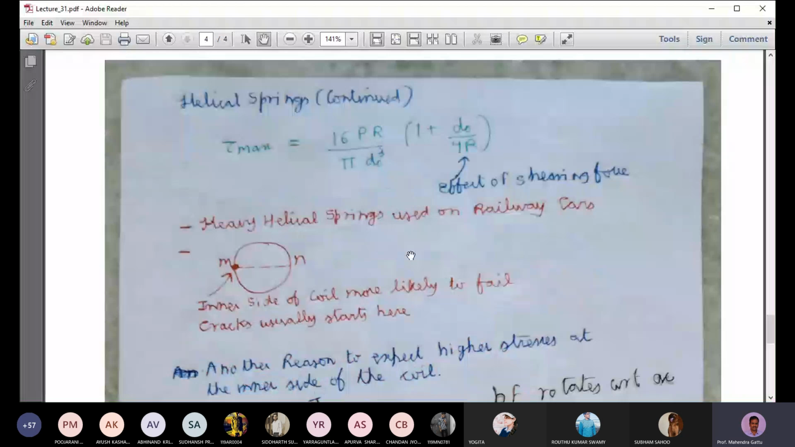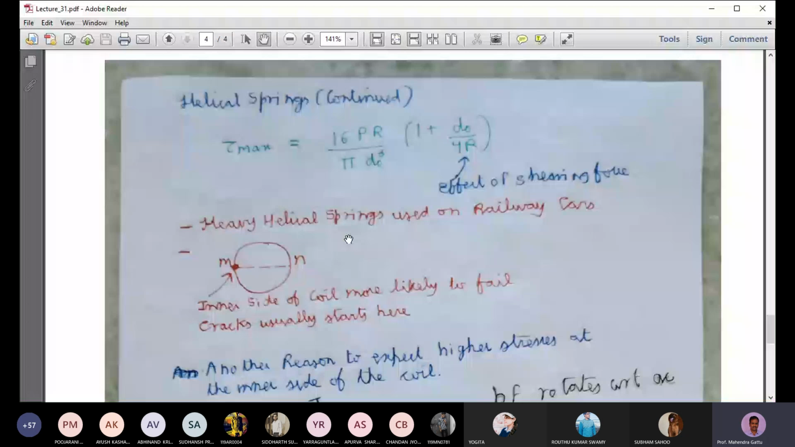Okay, so where do you see these heavy helical springs? If you notice, the railway carriages rest on these helical springs. If you have seen the engines and all, there you can find these helical springs, so this is a practical application. We need to know the shear stress acting on those springs. It will be a compressive force, or both compression and tension might happen because there is vibration. Maybe the force direction will change with time.